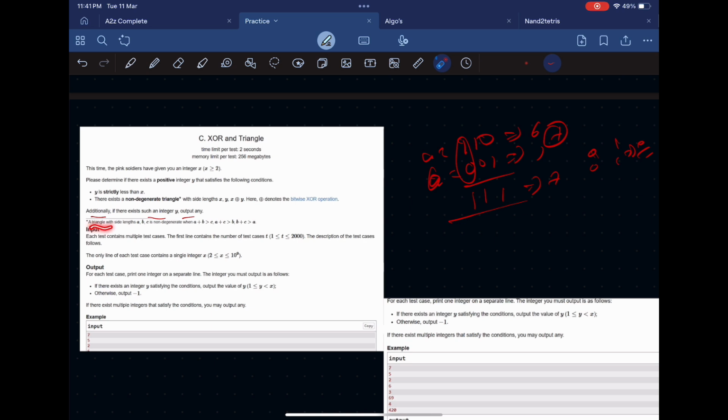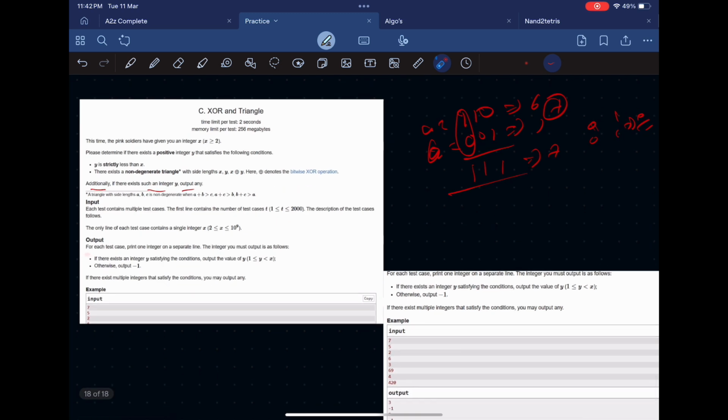A triangle with side lengths a, b, c is non-degenerate when a plus b is greater than c, a plus c is greater than b, and so on. This is the non-degenerate triangle identity, you can say. So we have to take input: the test cases, and each test case contains a single integer x. Let's see how we're going to solve it.